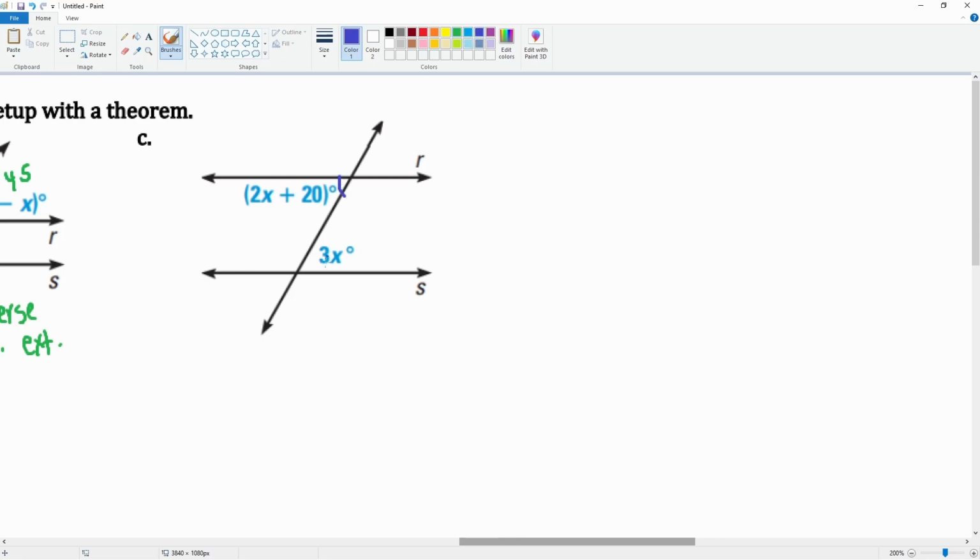Next, these two are both on the inside, so that is interior, and they're crossing, so they're alternate. We are allowed to set up the equation 2x plus 20 is equal to 3x if they're parallel. We'll assume they're parallel by using the converse. So by the converse of the alternate interior angle theorem, these two angles are congruent.